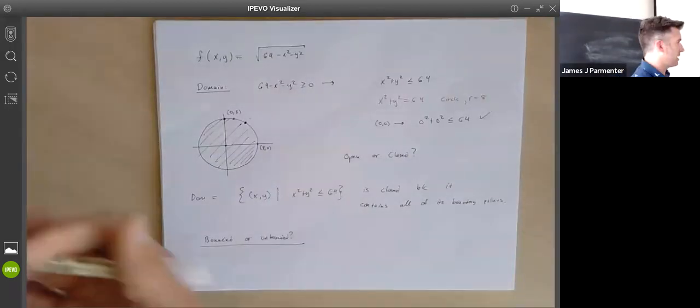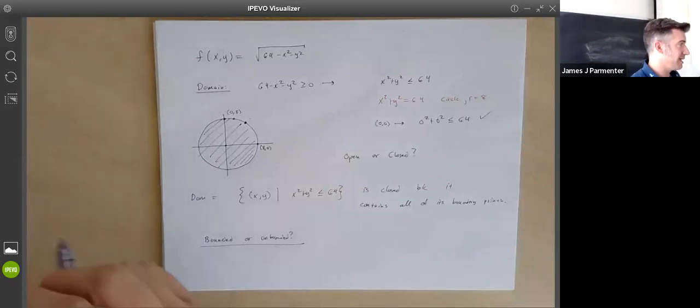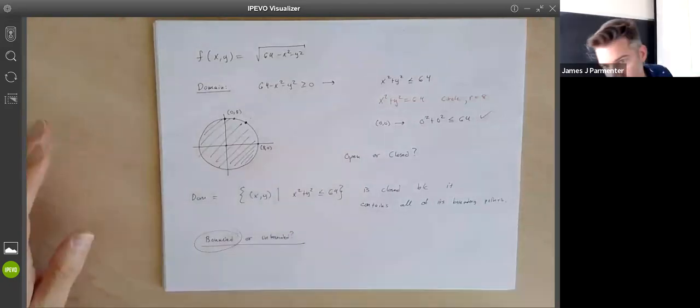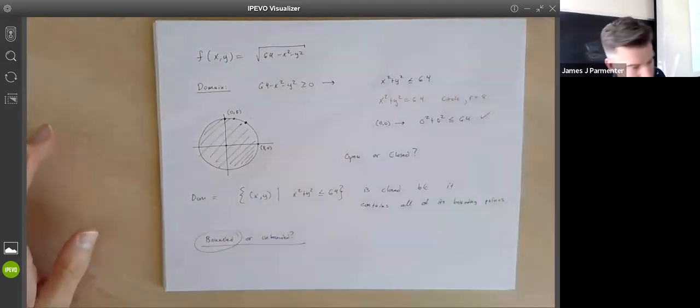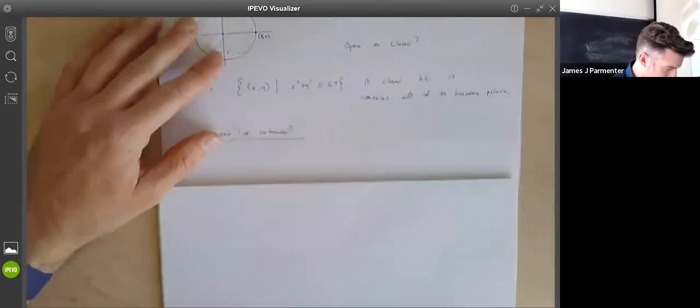Or as I like to think, if x or y can get really, really large or really, really negatively large, it's unbounded. So this is definitely bounded. Let's look at two more examples. The next one's going to be almost the same.